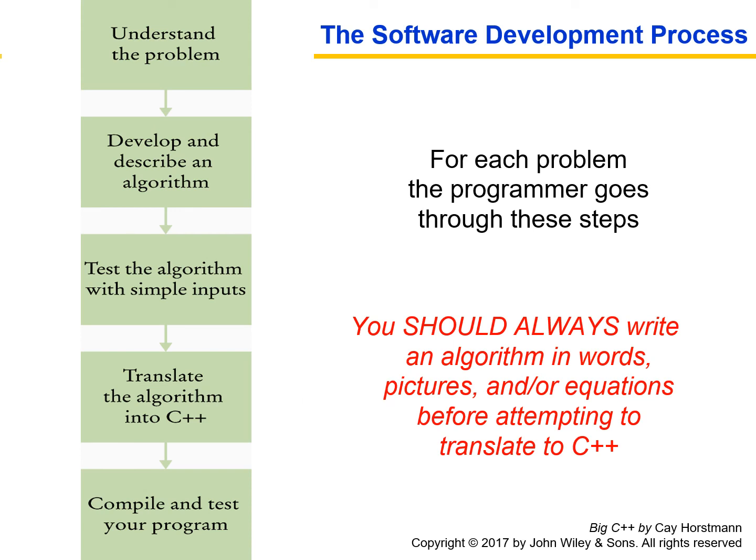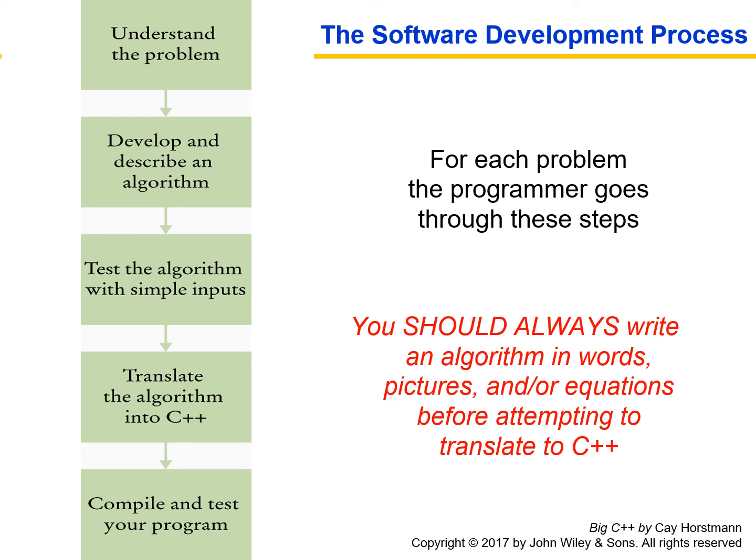So the software development process should follow the steps indicated by this little green flowchart here. You should try to understand the problem first. Okay, you should not sit down at the keyboard and just start coding. Well, I think they want me to do this. You should develop and describe an algorithm using flowcharts, pseudocode, some of the other program planning tools that are out there. You should walk through the algorithm by hand with some simple inputs and make sure that the process makes sense and that the output is correct.